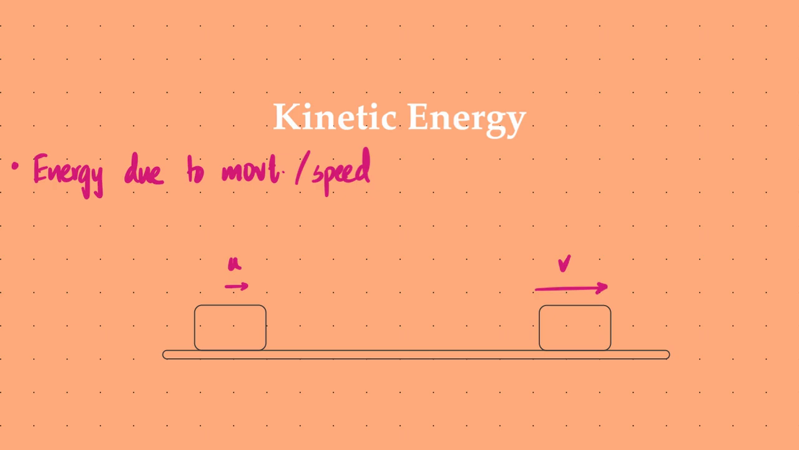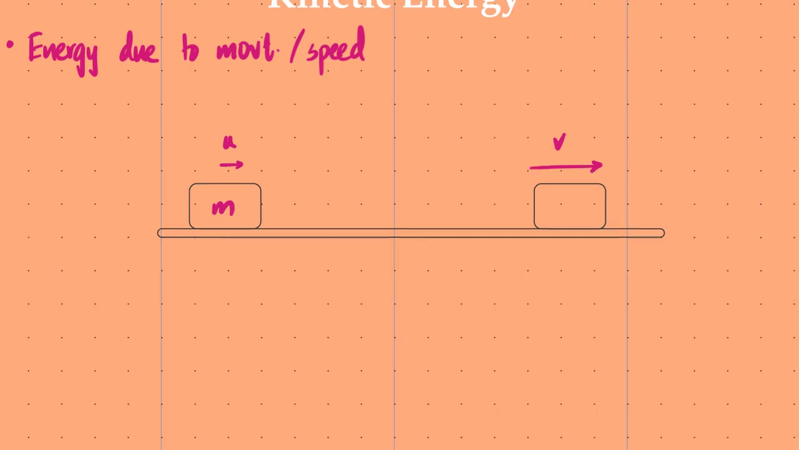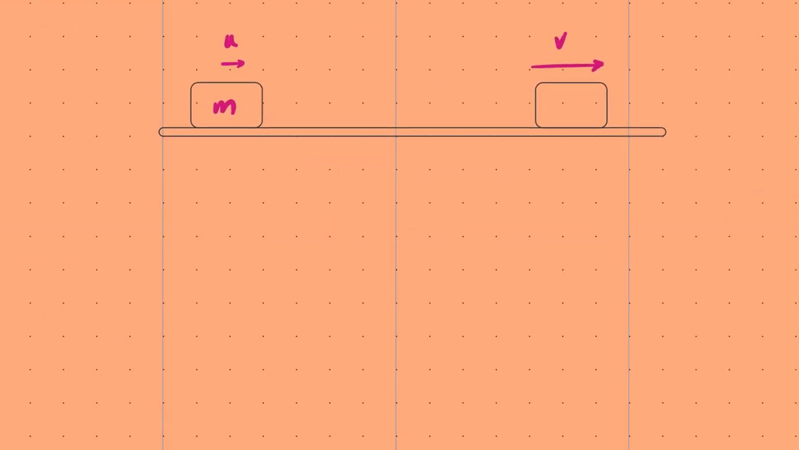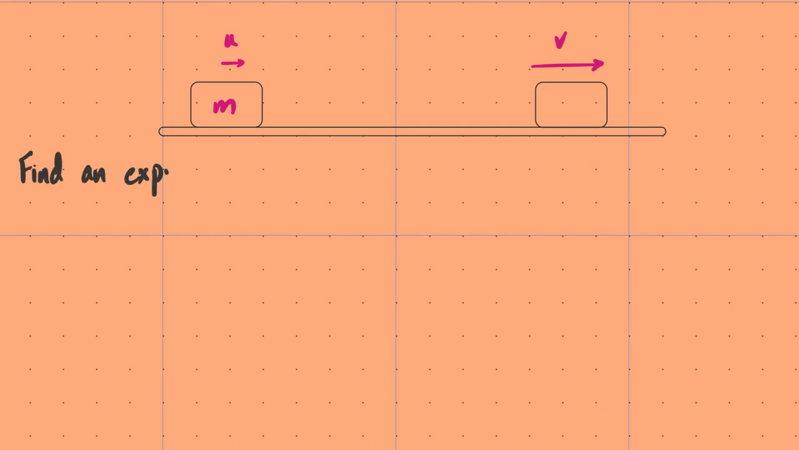In fact, let's leave out F for now, and we know that this object has some mass m, so we need to find an expression for the change in kinetic energy. That's literally what the question is. So find an expression for the change in kinetic energy.